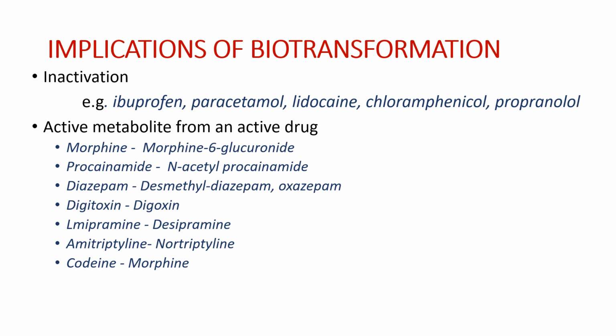For example, morphine produces an active metabolite, morphine 6-glucuronide, which also has therapeutic effect. Similarly, we have a lot of examples: procainamide, diazepam, digitoxin, imipramine, amitriptyline, codeine, etc. These drugs produce active metabolites as a result of biotransformation, so that the therapeutic effect is prolonged.